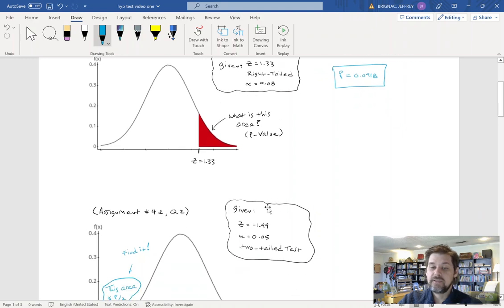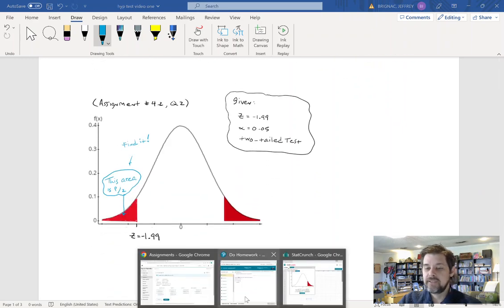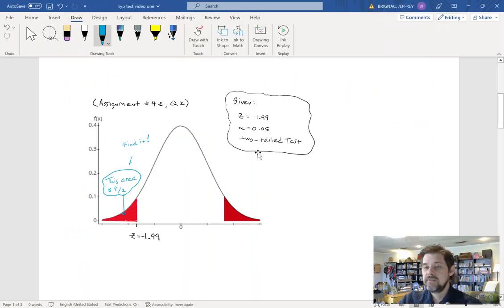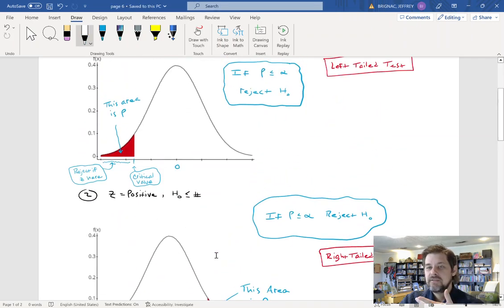All right, so let's try another one. Let's try one with a two-tailed test. So that'll be question 2. Here I'm given a two-tailed test with test statistic z equal to negative 1.99 and alpha equal to 0.05.